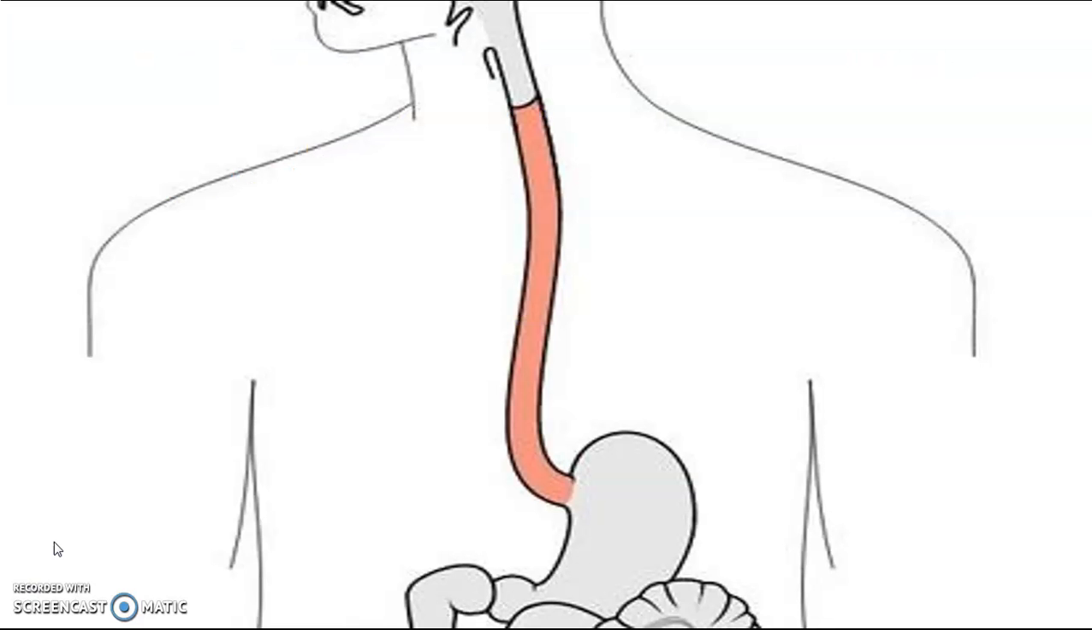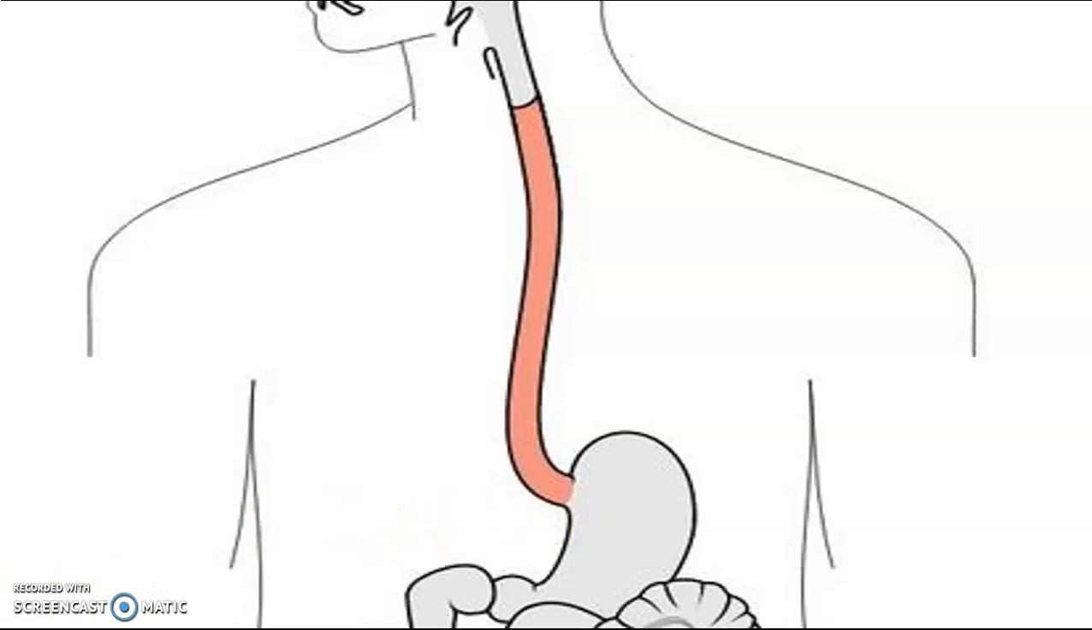The second part is called the esophagus, which is this tube. It is a muscular tube. This tube connects your mouth with your stomach. Now I have a question. How will this food that you are eating get down to your stomach? How?